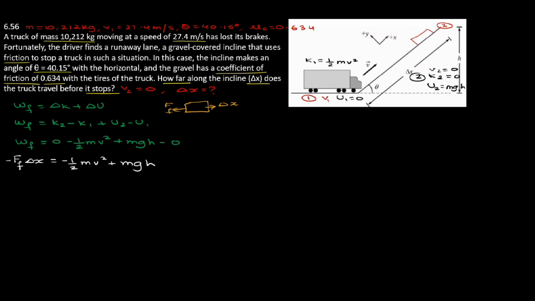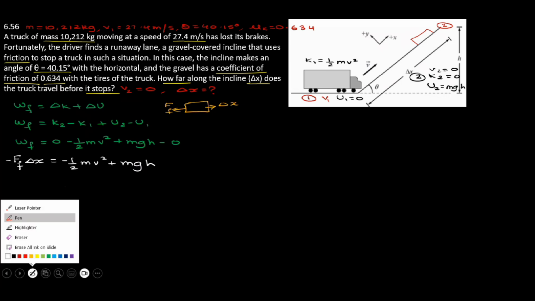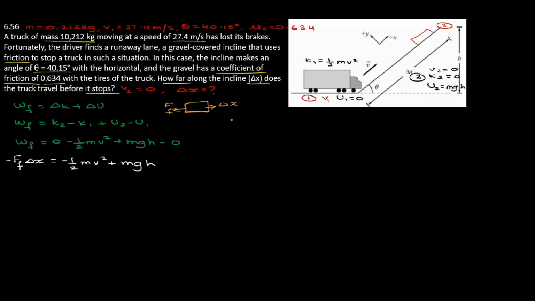So let's start with the height h. If I draw my incline here, roughly, you draw your incline. This is my angle theta, and this is the height h. This is delta x, according to the figure.